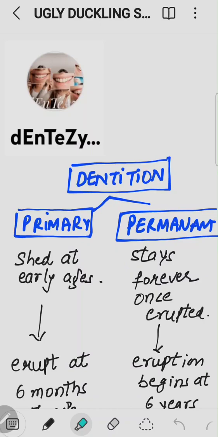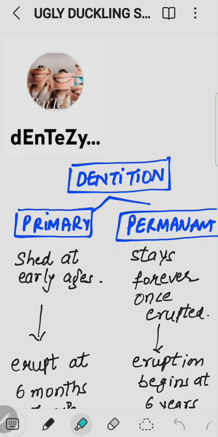Today, we are going to discuss a very important topic in orthodontics, which is the ugly duckling stage, also called the Broadbent's phenomenon. So, let's get started. As we all know, we study dentition in two parts. One is the primary dentition, another one is the permanent dentition.